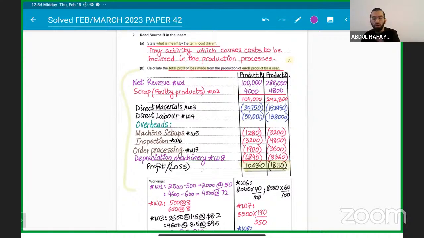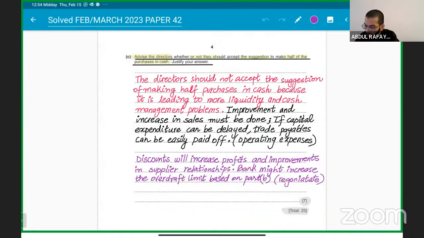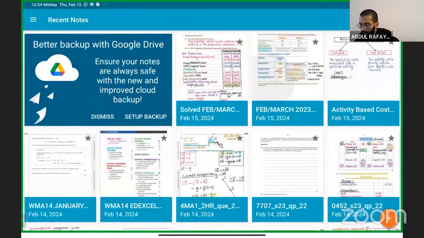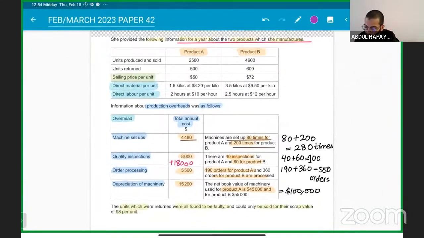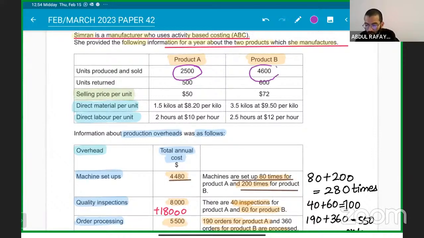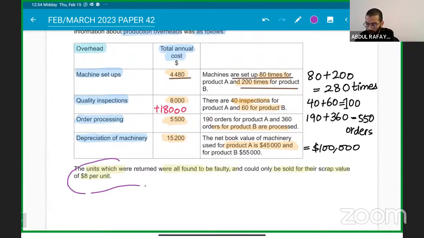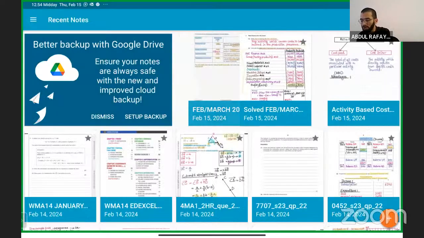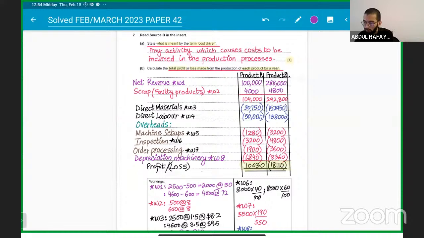But now we are saying that all the returns are eliminated. So now all 2,500 units are sold, and all 4,600 units are sold. This line doesn't exist now, it has become zero. So you can completely alter the question.